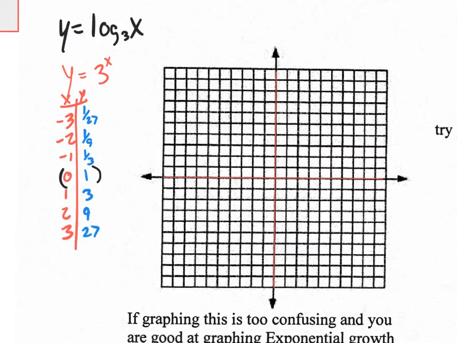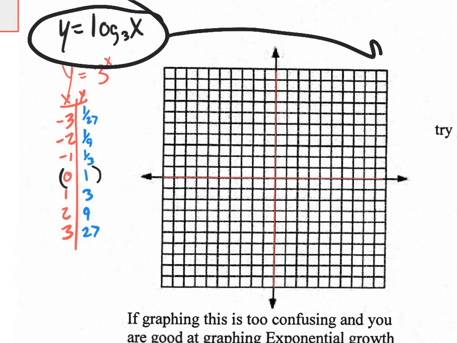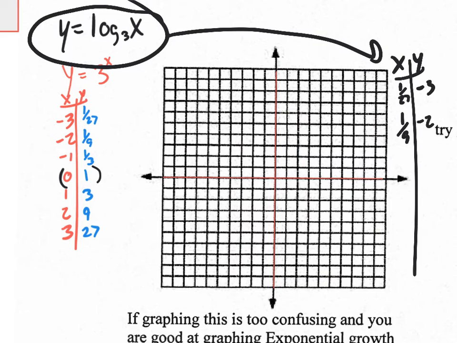Let's actually graph it this time, because the actual coordinates of this guy will be the x and y values but switched. So the actual coordinates will be (1/27, -3), (1/9, -2), (1/3, -1), (1, 0), (3, 1), and (9, 2). Let's graph both so we can see the visual difference between the inverse and the logarithmic function log base 3 of x.